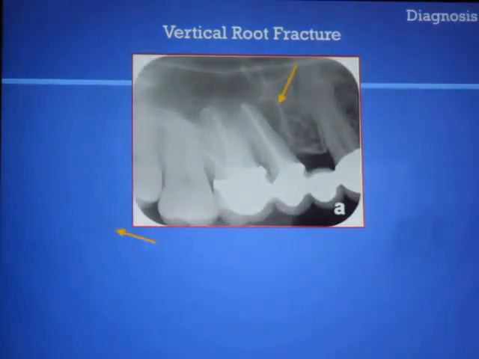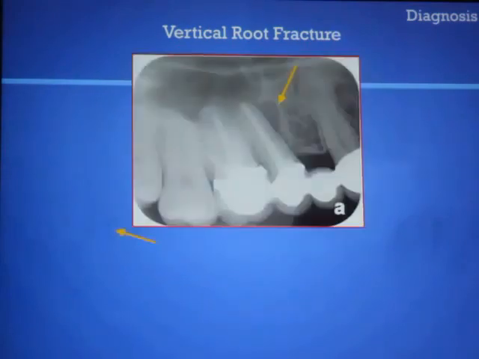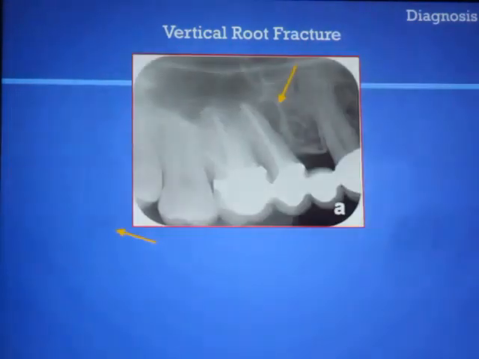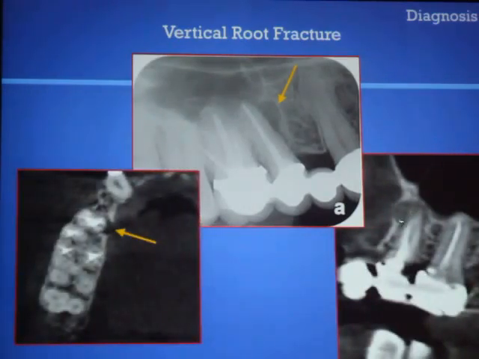So let's see one more case here where you can see a lateral radiolucency, and you can see extensive bone loss around the root here on an axial section. You can see the palatal bone plate is lost.